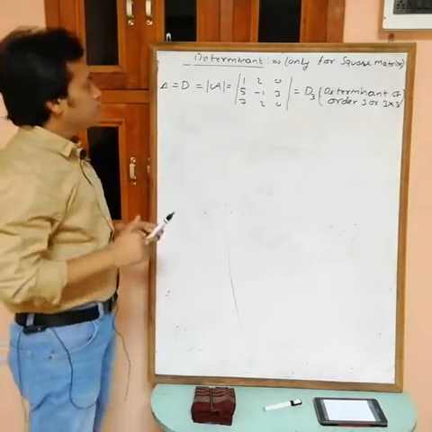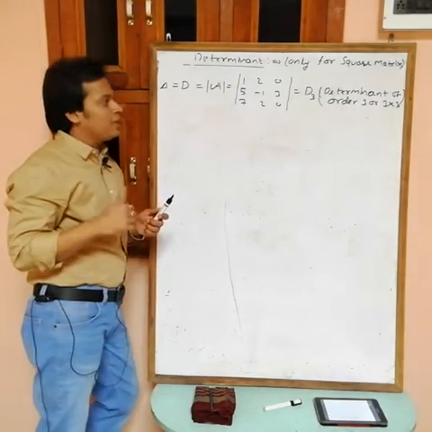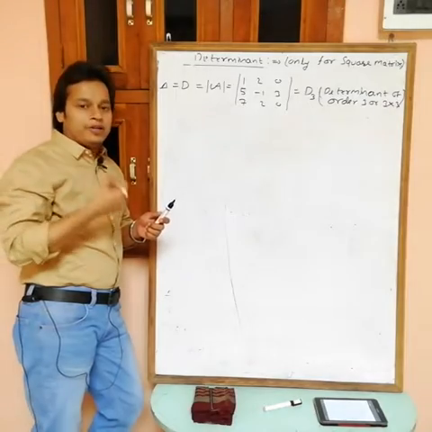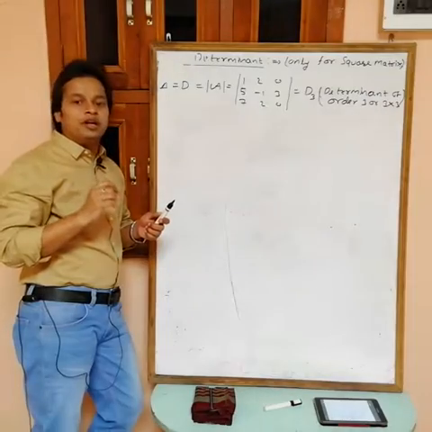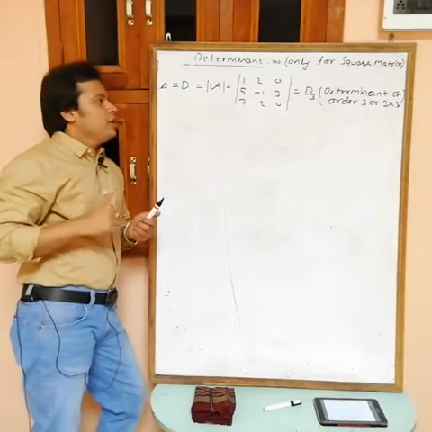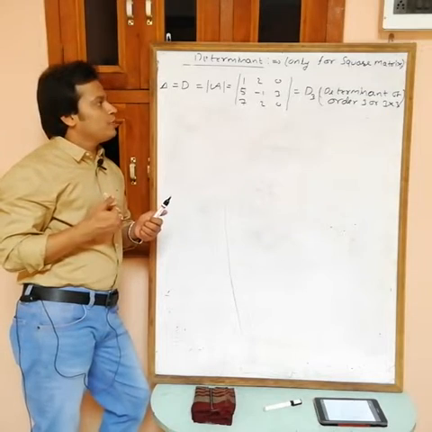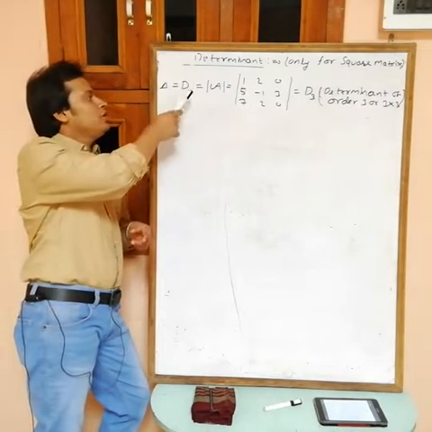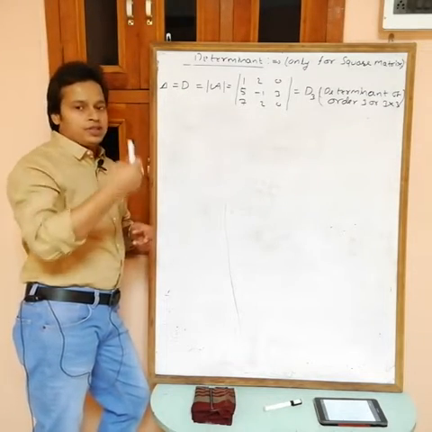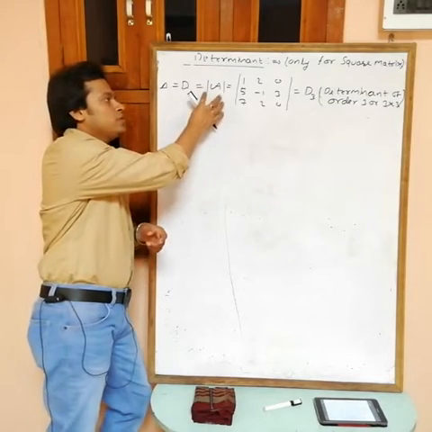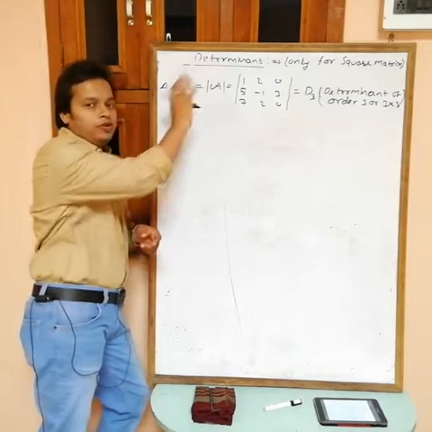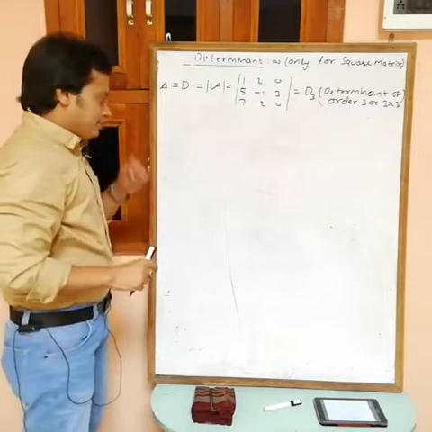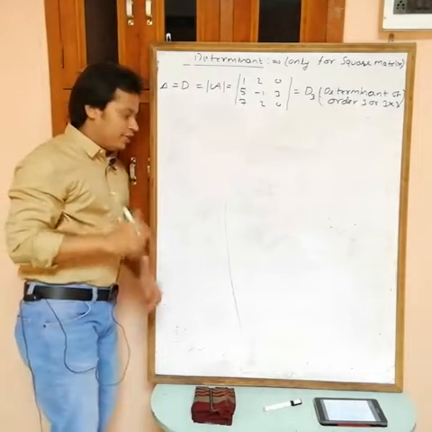So determinant is only defined for a square matrix. We can't find the value of matrices, but we can find the value of the determinant of a square matrix. You can represent any determinant as D or del, or if there is a square matrix A, then this one is det A, determinant of A.